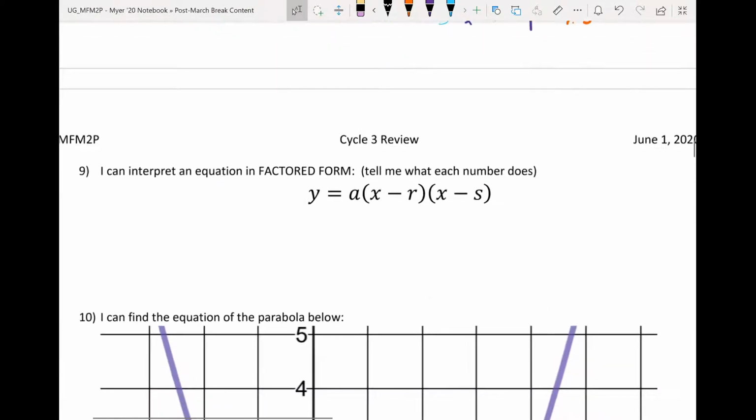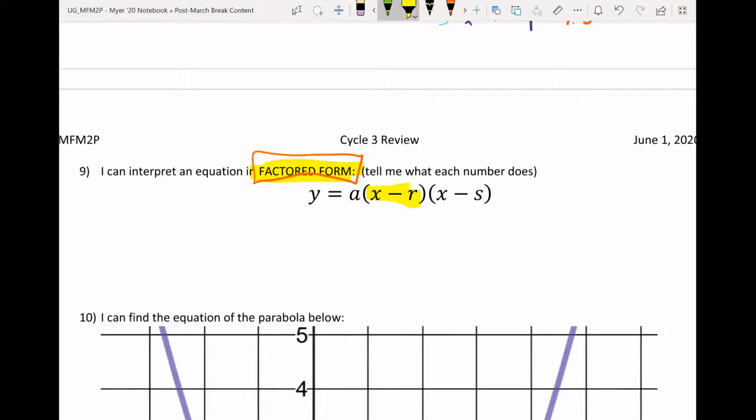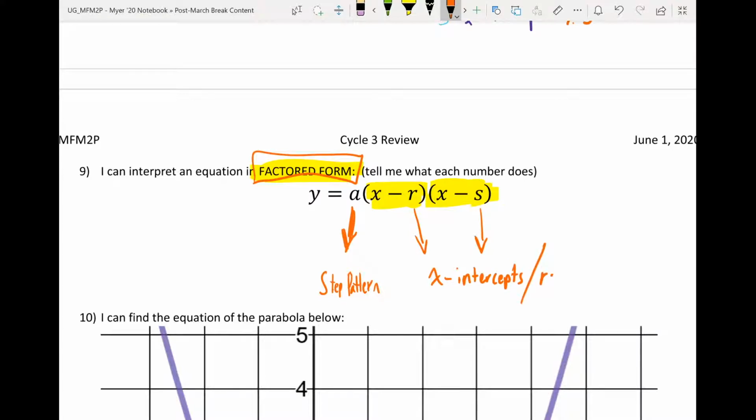What about in factored form? The difference with factored form was it's in that form where it has kind of the two brackets like this. There's no squared term, right? It's just the binomial with an a value out front. So again, the a value, just like before, represents the step pattern. And then factored form gives you the x-intercepts, otherwise known as the roots or the zeros.